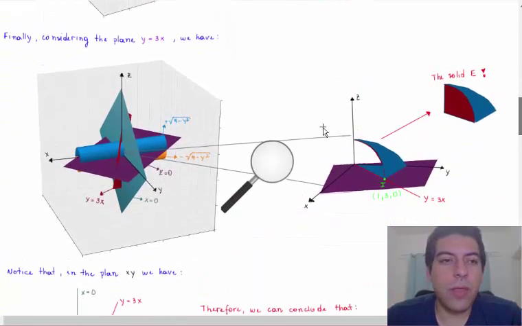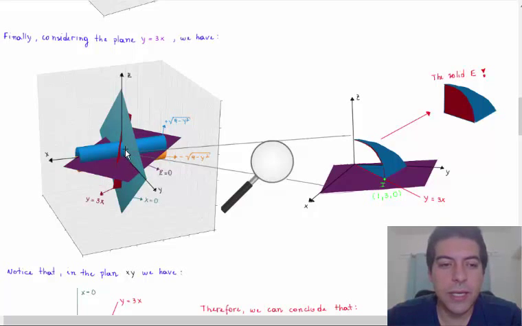Finally, we will consider the plane y equals 3x, and if we focus just on the intersection of this plane with the xy plane, we get the straight line of equation y equals 3x in red color. Considering all the other points that have a z coordinate different from 0, we get the plane represented in the red color in this figure right here.